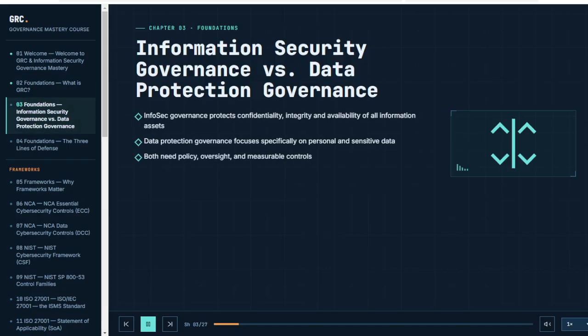These two disciplines overlap but aren't identical. Information security governance protects the confidentiality, integrity, and availability of all information assets. Data protection governance narrows that focus specifically to personal and sensitive data, often driven by privacy law. In summary, InfoSEC governance protects confidentiality, integrity, and availability of all information assets. Data protection governance focuses specifically on personal and sensitive data. Both need policy, oversight, and measurable controls.